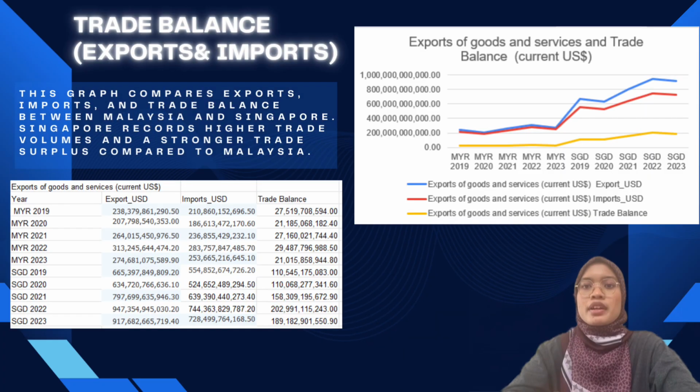This graph compares export, import, and trade balance between Malaysia and Singapore from 2019 to 2023. Malaysia maintained a moderate but consistent trade surplus, while Singapore recorded significantly higher trade volumes and a stronger surplus, indicating a more export-oriented and open economy. Overall, the data analysis showed that exchange rate movement, market volatility, and trade balance are closely related. A more stable market environment supports stronger currency performance and trade competitiveness.